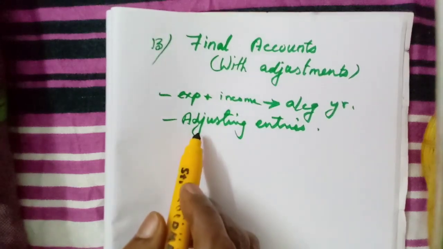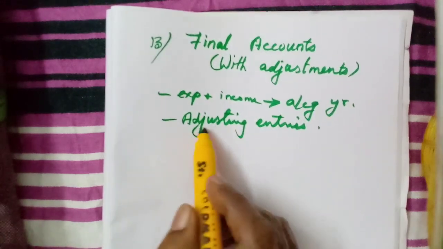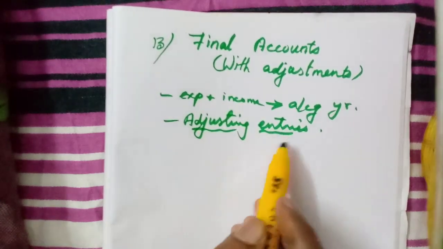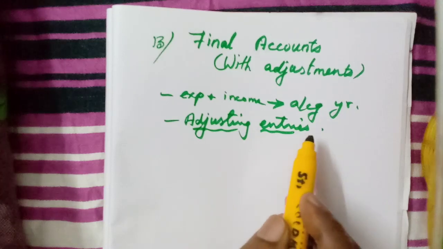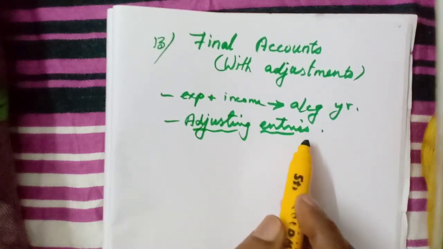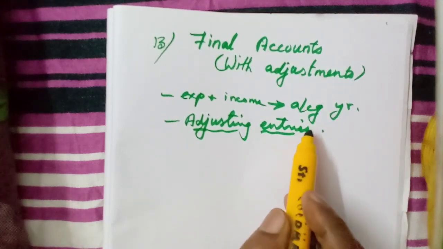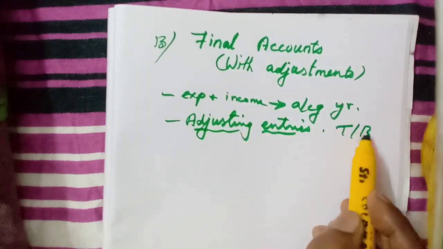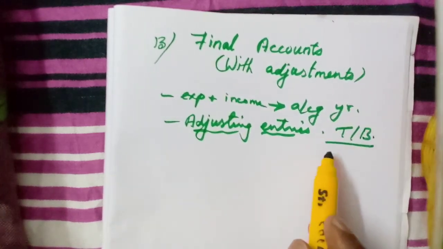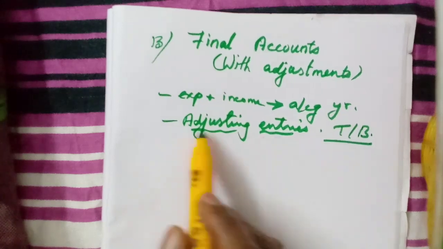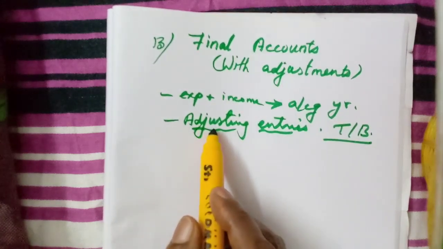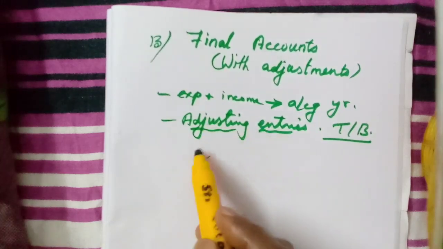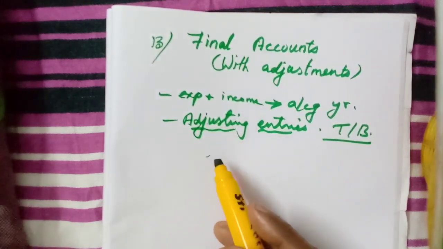So now what is the adjusting entry? First we should know the meaning of the adjusting entry. These entries are prepared at the end of the accounting period. Okay, because some of the items have not been entered in the trial balance. So the items which are not entered in the trial balance, we have to prepare the adjusting entries in order to make some adjustments in the final accounts.